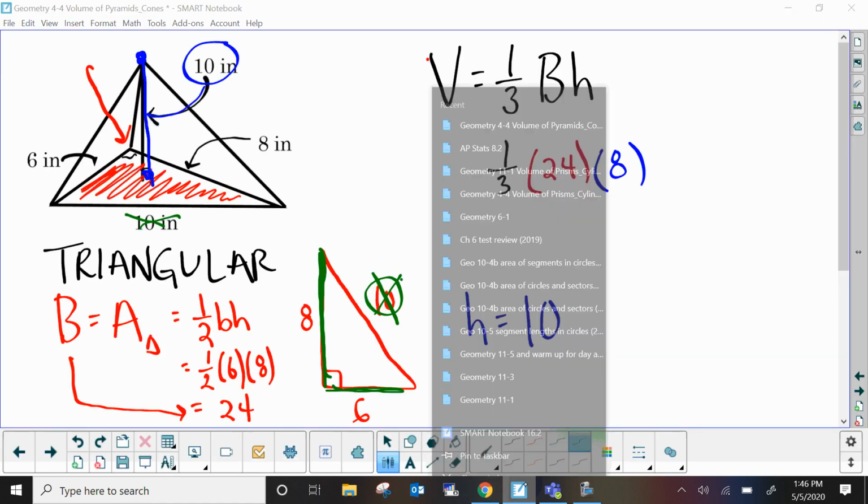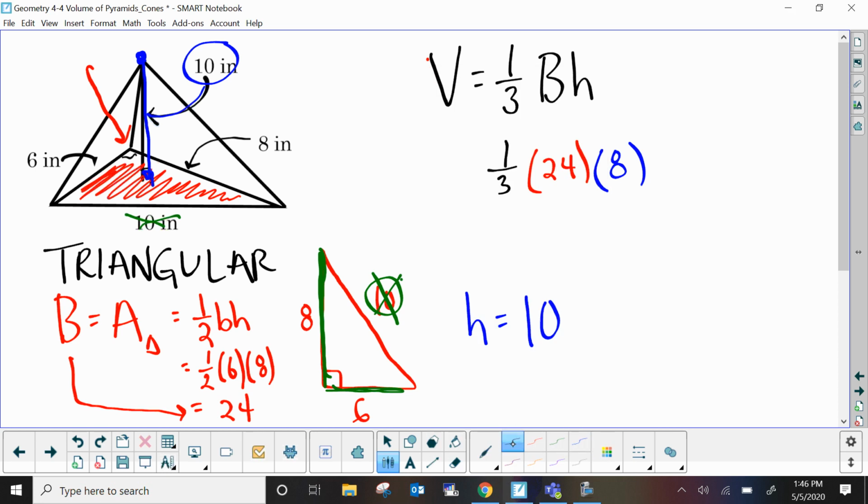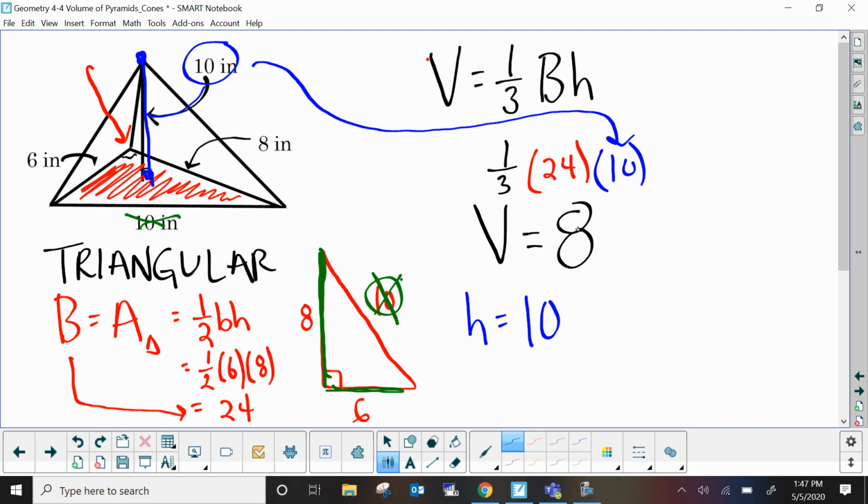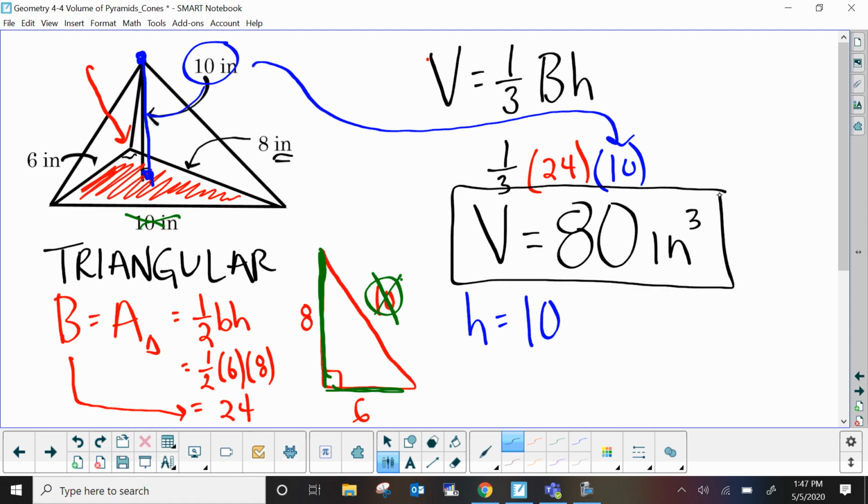All right, so the volume, oh, look at that. I messed up, guys, right here. The height, this number right here should be 10. That's probably, I was doing 1/3 of 24 in my head. Anyways, this is 10. All right, 1/3 of 24 is 8. 8 times 10 is 80. Remember, we're going to use the units cubed. So the volume of this pyramid is 80 inches cubed.